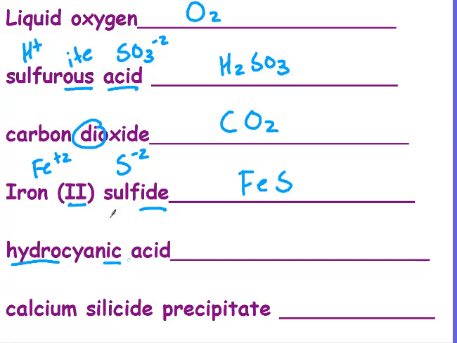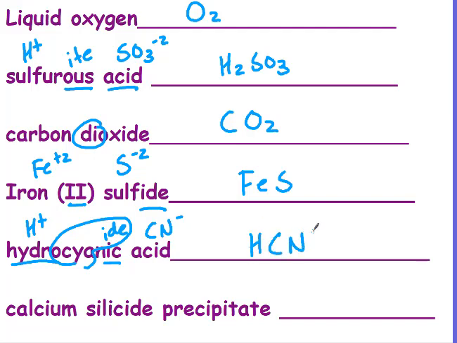Hydrocyanic acid came from -ide. Cyanide is CN with a negative. Acid is H+, so that's going to be HCN. And then calcium is a Ca with a +2.